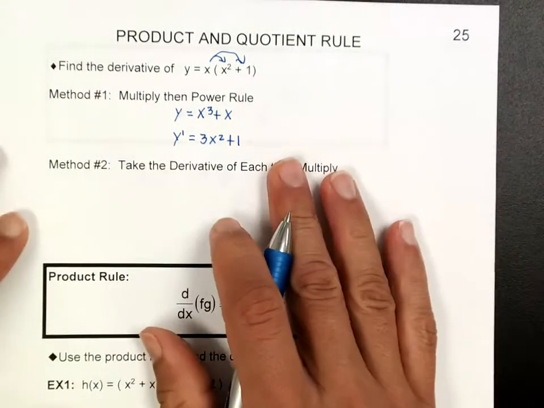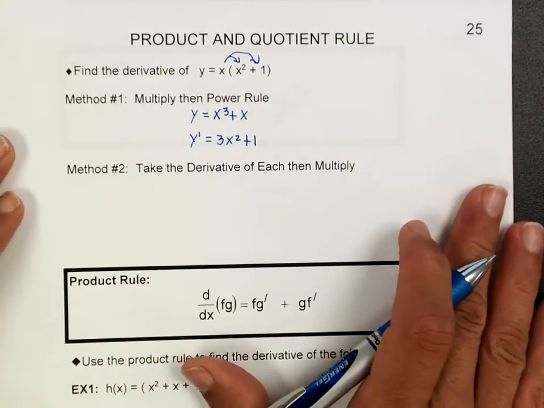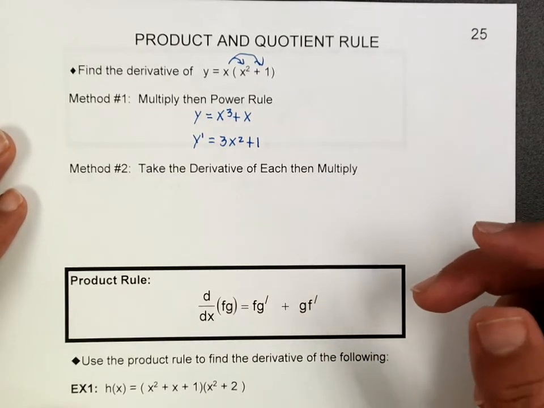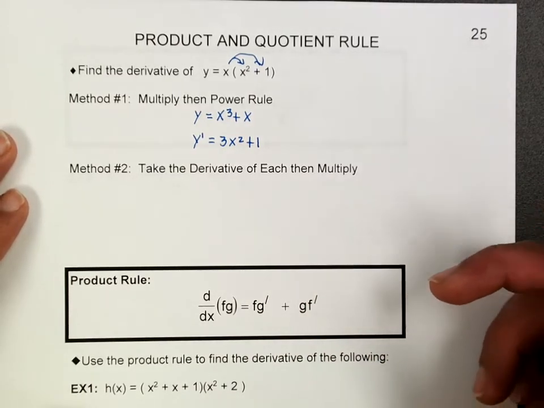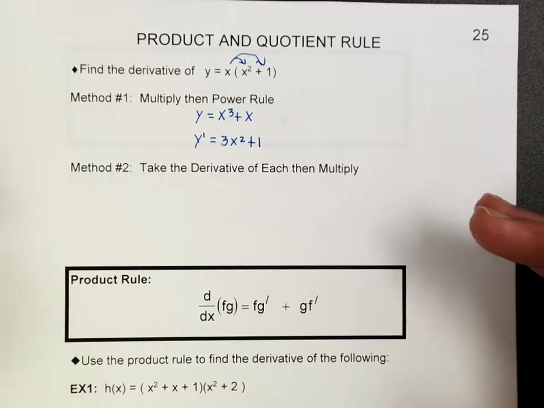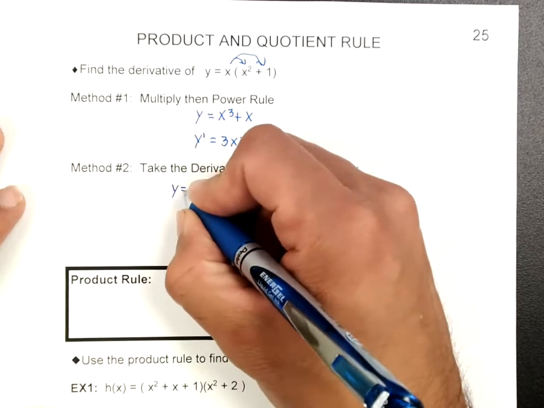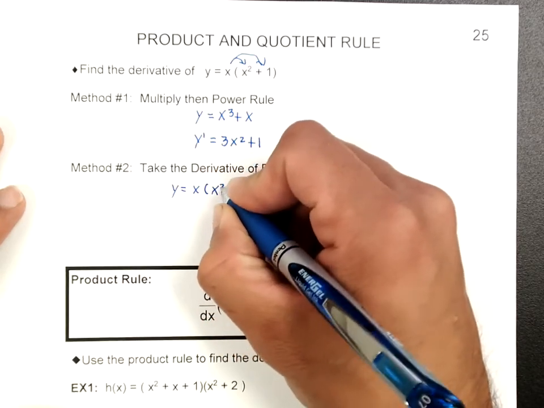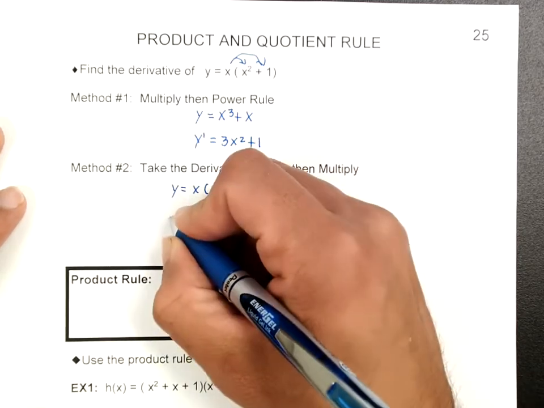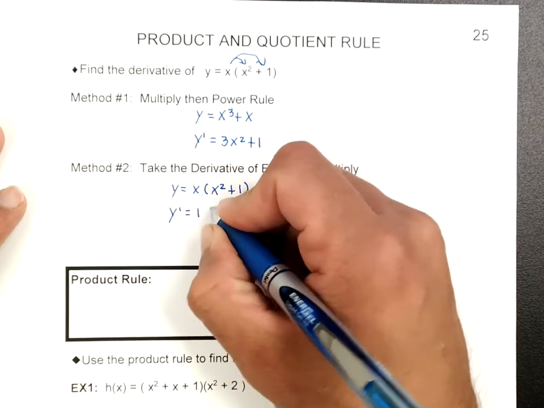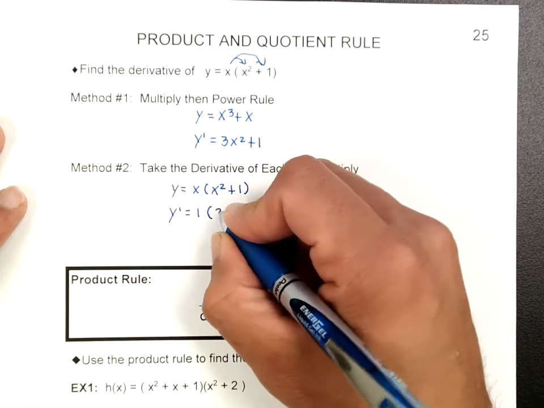Now again, if that doesn't make sense, go back to lesson 24 or rewind this video and watch the beginning of 24. So on method number 2, sometimes when you're seeing this, you might be thinking, well, if I have this function right here, maybe I can take the derivative of the first one. The derivative of x is 1. The derivative of x squared plus 1 is 2x.